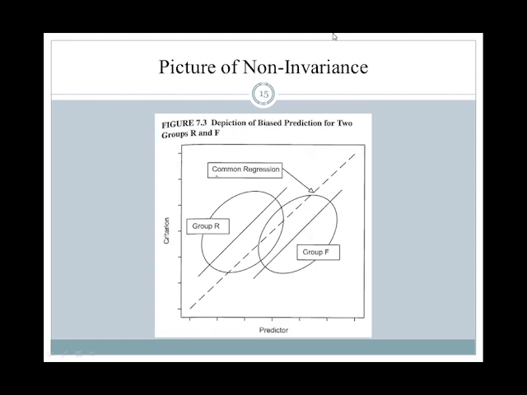This item, however, is not invariant because we have two different predicted scores depending on what group you're in. So when we look at a value of 4 on our latent variable, for group F, we expect an item score of 2.5, but then for somebody in group R, we expect an item value of 5. So does that make sense to everybody? Okay.